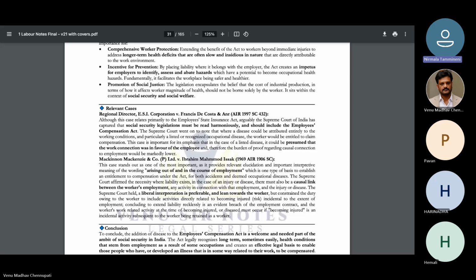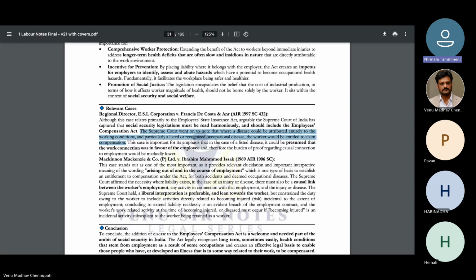Although the case primarily relates to the Employee State Insurance Act, arguably the Supreme Court of India has captured that Social Security legislations must be read harmoniously and should include the Employees Compensation Act. The Supreme Court went on to note that where a disease could be attributed entirely to the working conditions, and particularly a listed or recognized occupational disease, the worker would be entitled to claim compensation.